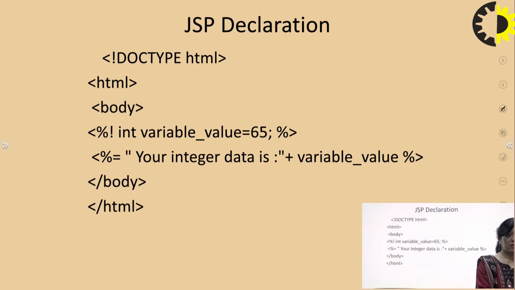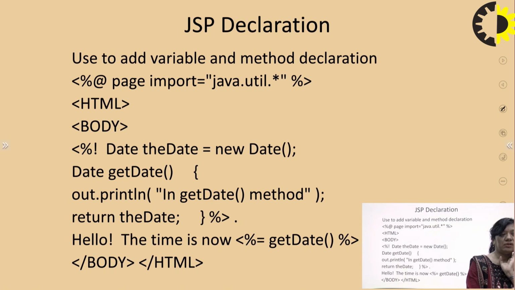Here's an example. Suppose I want to declare a variable value equal to 65. When we print the value of the variable, every time the value printed would be equal to 65. And we can use variable and method declarations in our program.